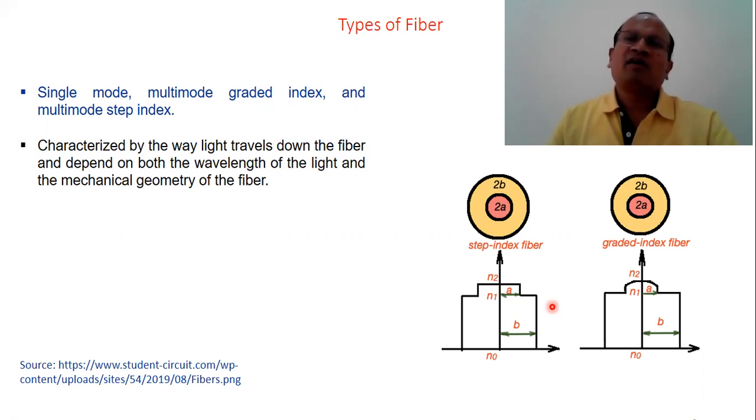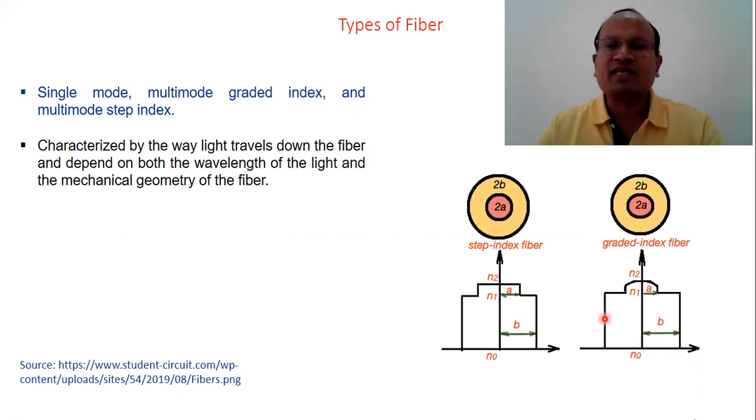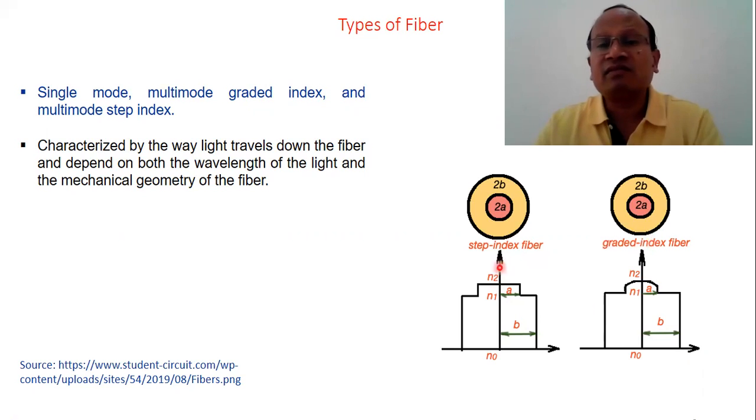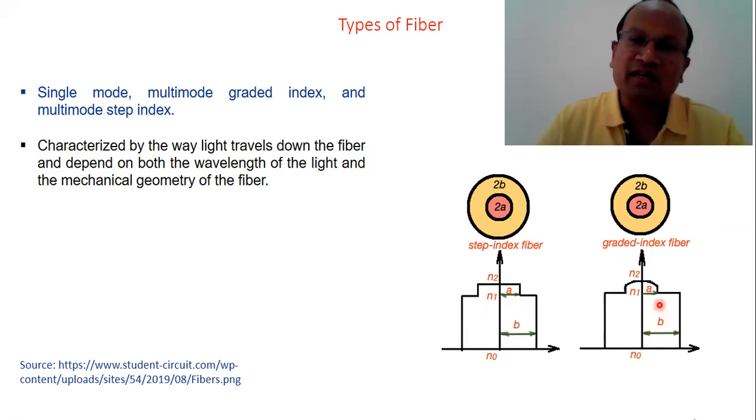Accordingly, there are two types of fibers. You can see here step index and graded index. And the names are very simple. You see the refractive index profile: N1 is the refractive index of your core area and N2 is the refractive index of the cladding area. A is the radius of the core and B is the radius of the cladding. You see in both the figures, both the diagrams.